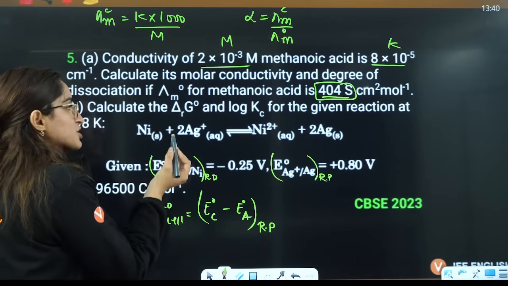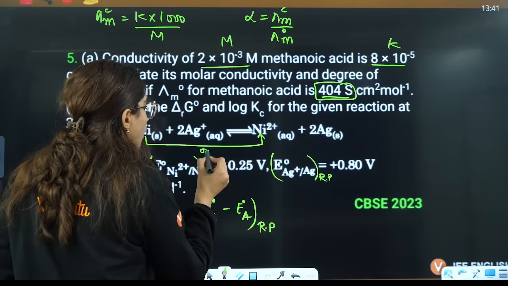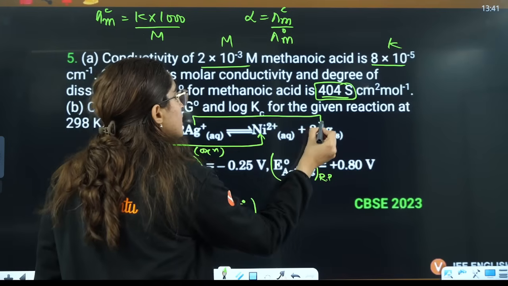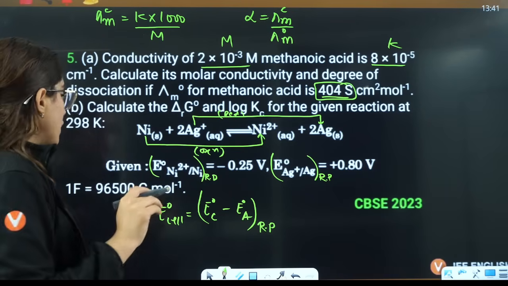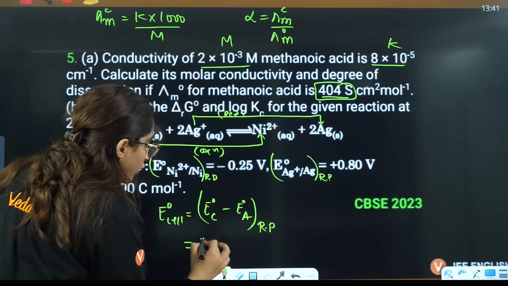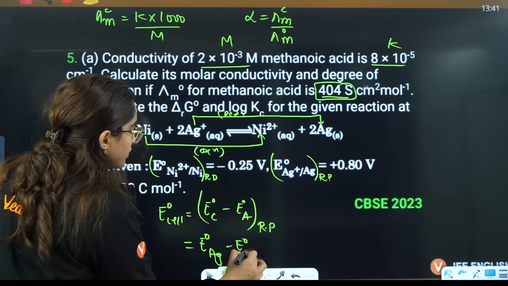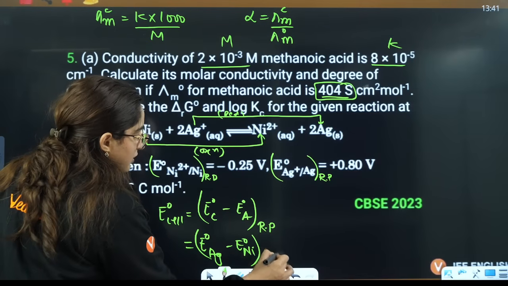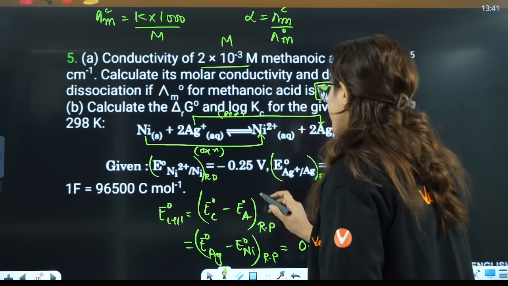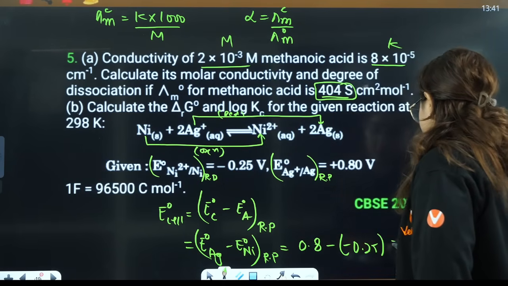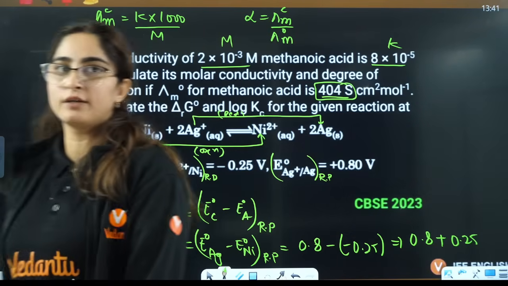Now, in reduction, oxidation number should decrease. So here it is increasing, 0 to plus 2. So this is oxidation. Here it is decreasing, so it is reduction. Reduction happens at cathode. So this means I'll take E naught, the reduction potential of Ag, minus E naught, the reduction potential of nickel. Then you will write reduction potential of Ag is given to be 0.8 and minus of nickel is given to be 0.25. That will become 0.8 plus 0.25. That will become the value of E naught.